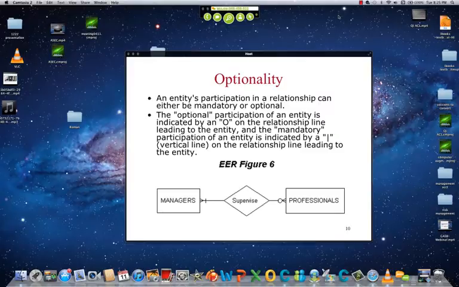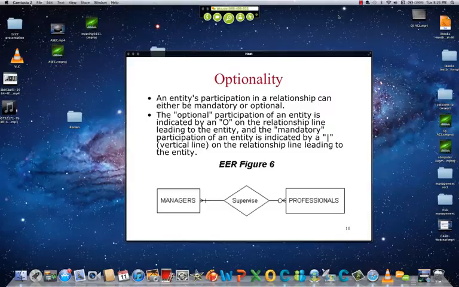This is optional many, mandatory 1. Mandatory 1 means, let's start again. You want to interpret this, so you start from the entity which is opposite to this notation, which is a professional. So say a professional is supervised by at least one manager, or possibly many. So he must be supervised by a manager. If you model your business like this, it means that if you have a professional, he must be supervised by someone. There should not be a case where you have a professional who is not supervised by a manager.